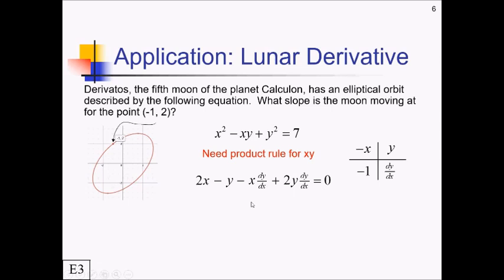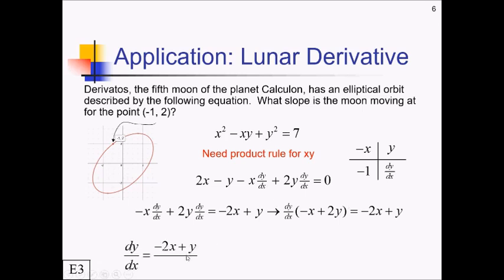All right, same dance as before. Let's get anything in the dy over dx club on one side, everything else on the other. So on the left side, I'm going to keep this negative x dy over dx. This 2y dy over dx can also stay over here. And now moving over to the right side, I'm going to have this 2x, so that's going to be a negative 2x on the right side of the equation, plus y if we move that over there. Now we can factor out a dy over dx on the left, so that leaves negative x plus 2y inside. And now I'm just going to divide everything on the right side by this parentheses, so I have negative 2x plus y over negative x plus 2y.